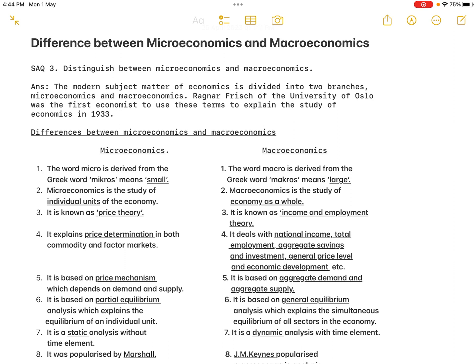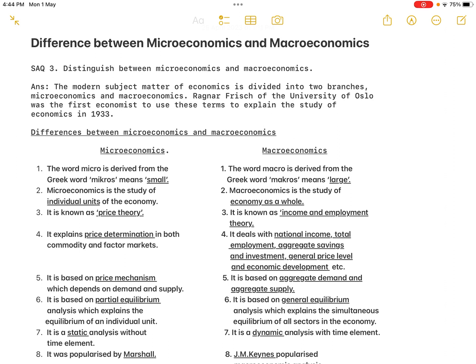So the first point, the word micro is derived from the Greek word micros, M-I-K-R-O-S, which means small. Whereas in macroeconomics, the word macro is derived from the Greek word macros, M-A-K-R-O-S, that means large. So the first difference is micro means small and macro means large, and they both are derived from the Greek words micros and macros.